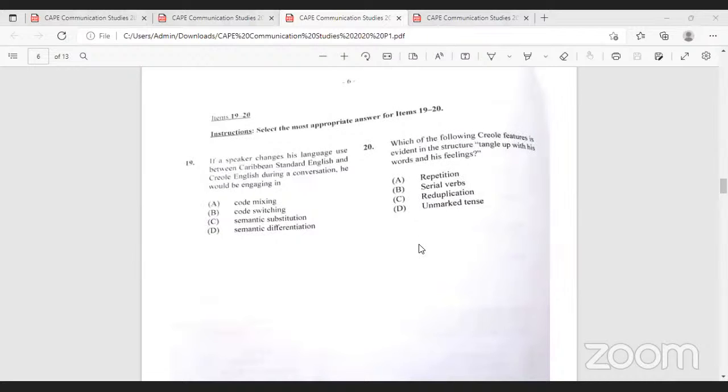20, which of the following Creole features is evident in the structure tangled up with his words and feelings? Repetition, serial verbs, reduplication, or unmarked tense. Everybody saying B or D. Unmarked tense. Tangle up with these words and feelings. So it's definitely not A and it's not C. Serial verbs, unmarked tense.